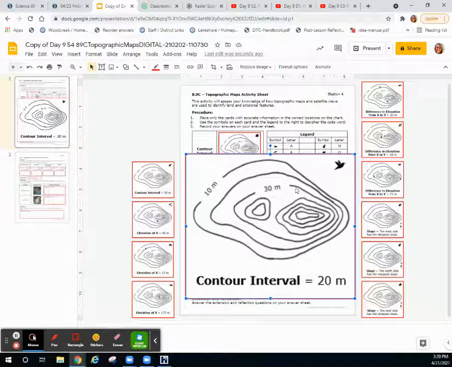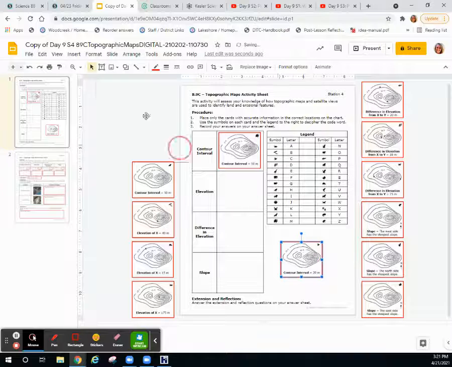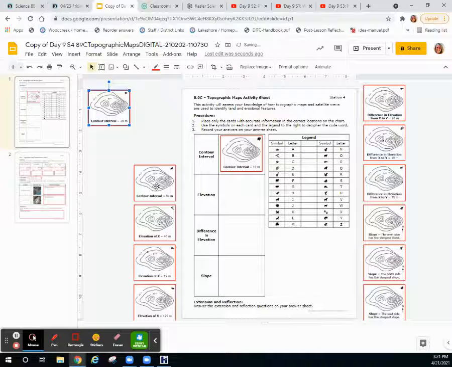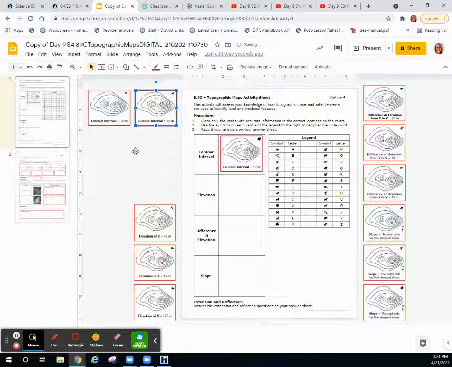But they have 30 listed here. So the contour interval can't be 20. It has to be 10. Because if this is 10 meters, then this would be 20, and then this would be 30, as they have it labeled. If it were truly 20, the second line, right after 10, would be labeled as 30 meters. So this is incorrect. So we don't want this card. And you will just go through each of the contour intervals and check them. Okay, so we're done with those.